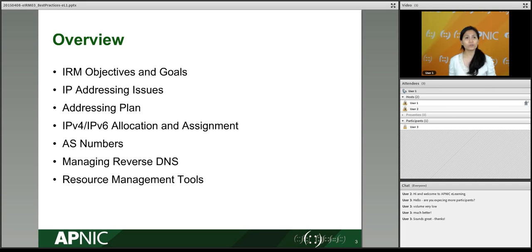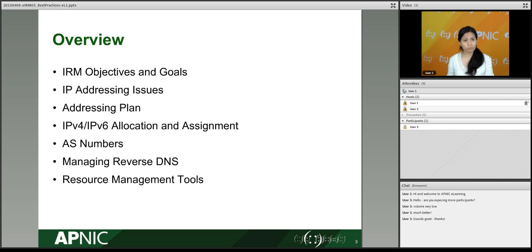All right, now what are we going to cover for this session? As I've said, this is part of Internet Resource Management, so it's important for us to understand the different objectives and goals. These objectives remind us how best to look at resources and how to assign them. Okay, how are we going to use them? We'll look at IP addresses as part of the different resources. We'll look at IP and addressing plan, and how do we go about requesting for our IPv4 and IPv6 addresses? What's the difference between allocation and assignment? And how are we going to use this to assign to our network topologies?